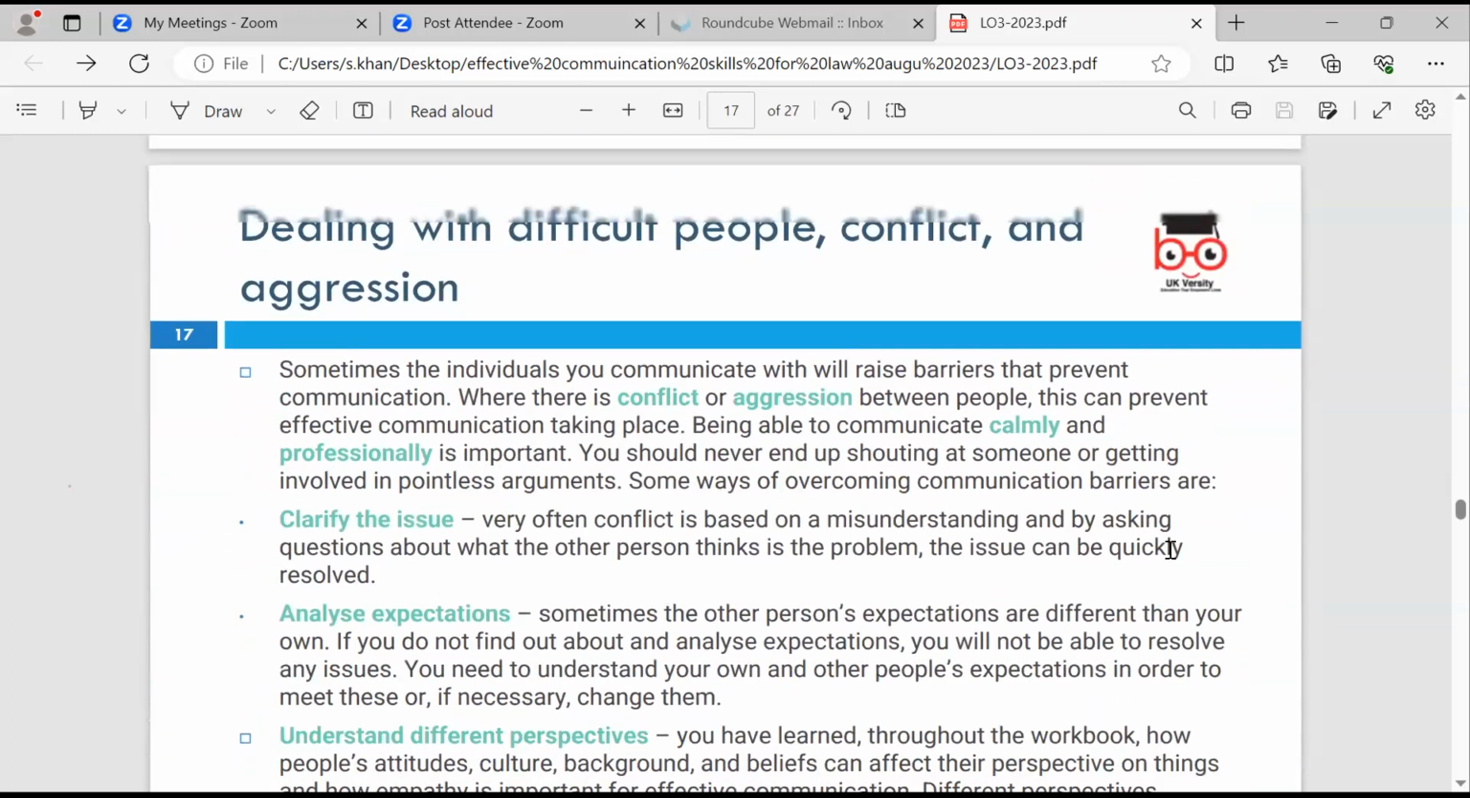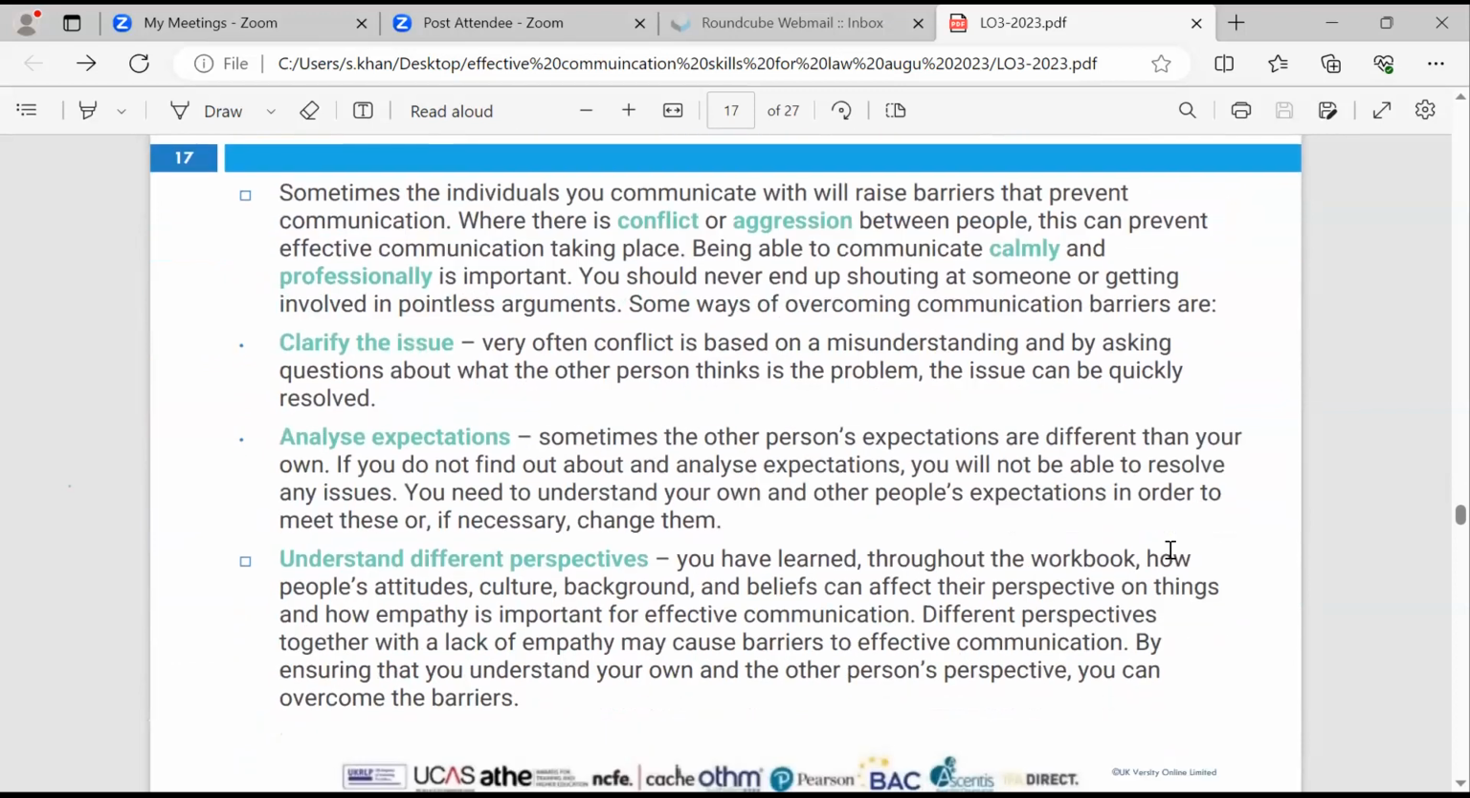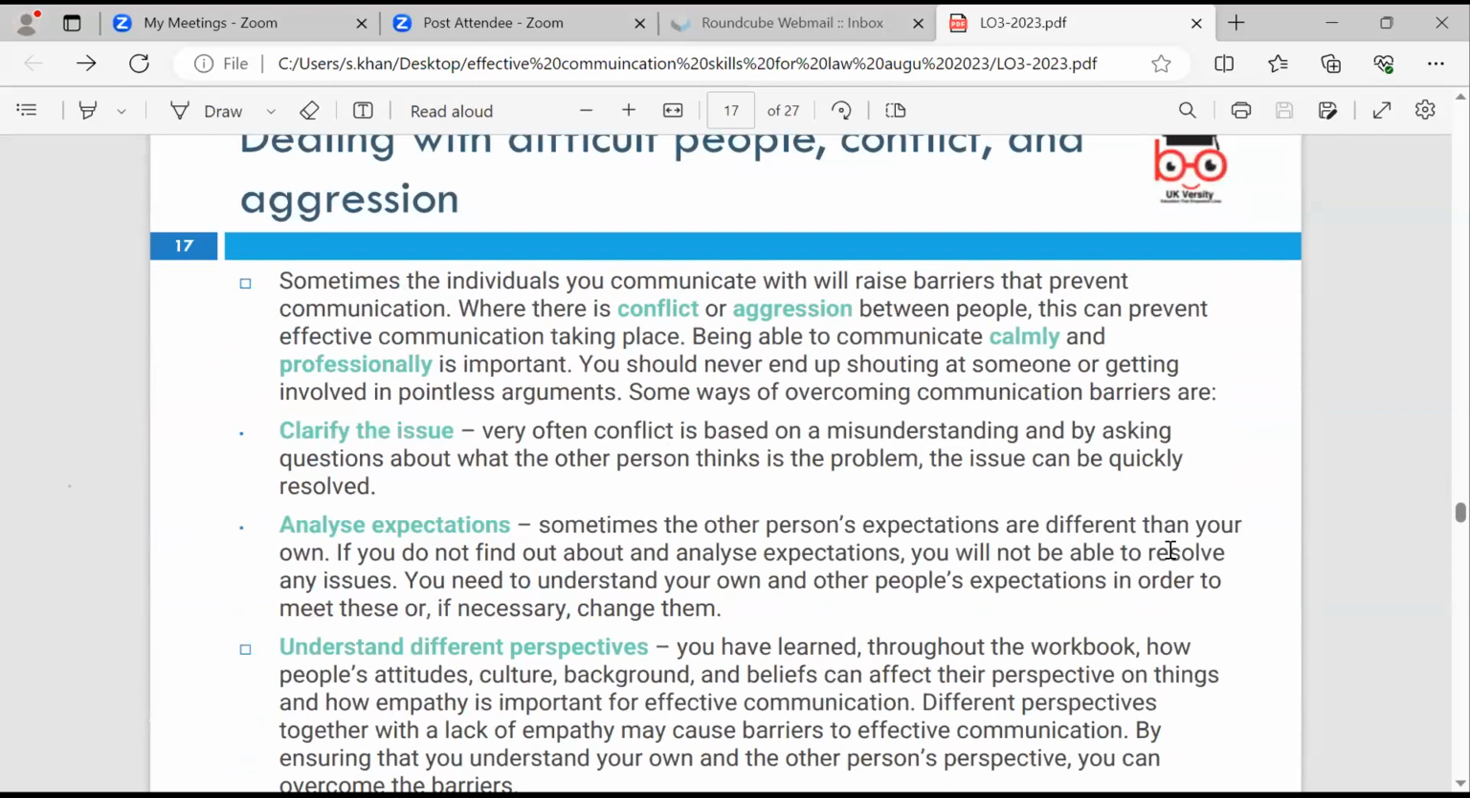Dealing with difficult people, conflict and aggression. I'm sure some of you have dealt with people that are quite aggressive in your profession. It's sometimes difficult to hold back a little bit and keep calm, but it's not something that you have to retaliate to. You need to be more calm. It's sometimes really difficult in that situation to be like that.